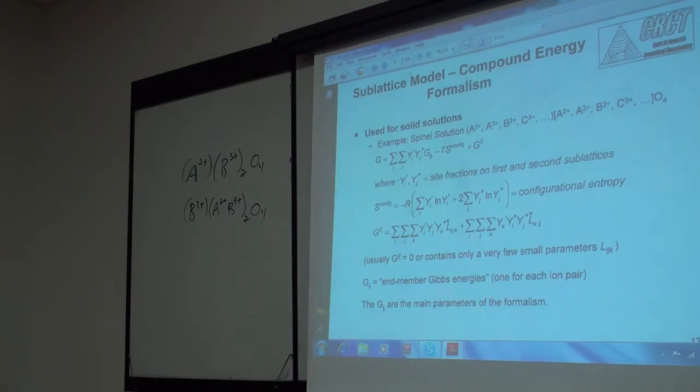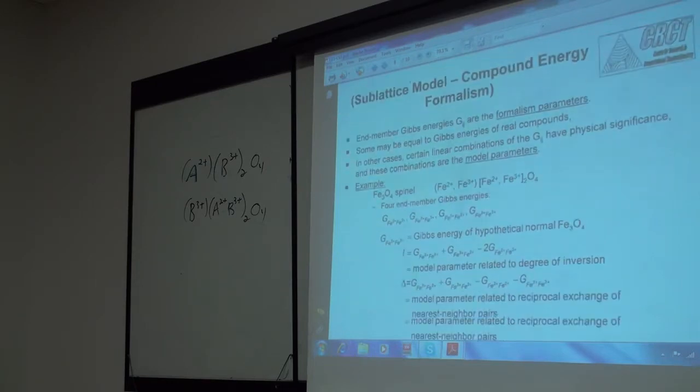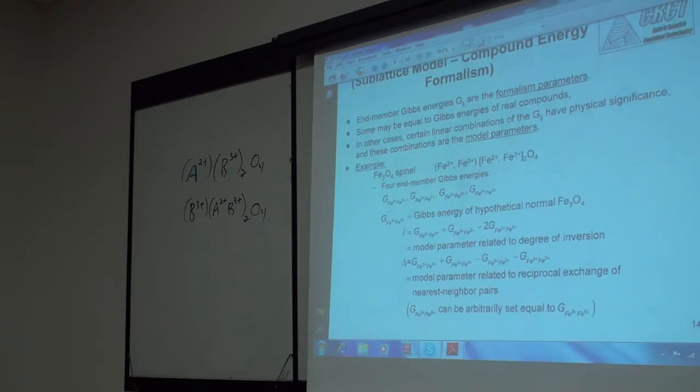Okay, so now these Gij's, as I said, are the formalism parameters, but most of them don't have any physical meaning by themselves. You have to distinguish these from the model parameters. Okay, so the Gij's are the formalism parameters. Some may be equal to Gibbs energies of real compounds. In other cases, certain linear combinations of them have physical significance, and these are the model parameters. I'm not going to go into all the details here, because I'm just trying to give you the idea of what it's about.